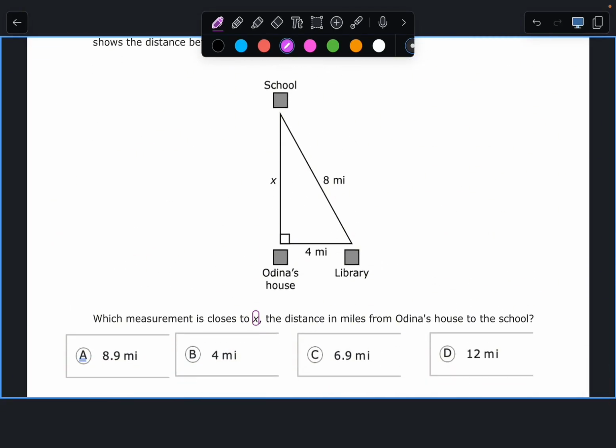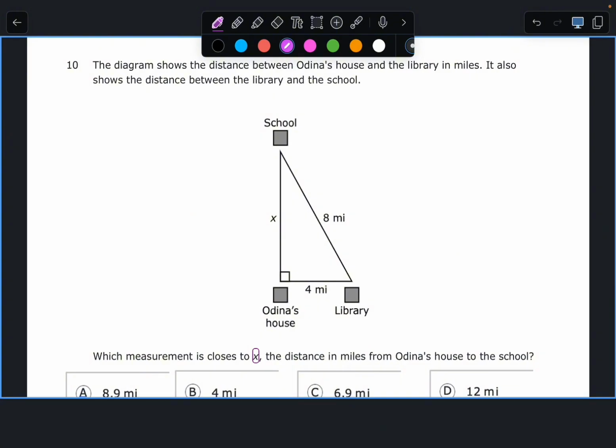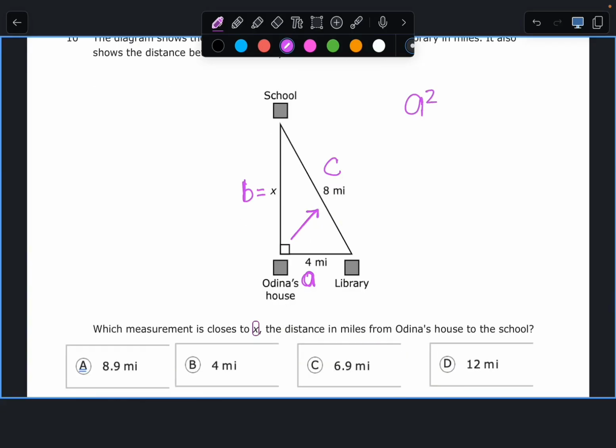Number 10. Hardest part is labeling. What side is side C? The 8, because that's across from the little box. Okay? And your short side is A, 4. B, and then your D is X. So first I'm going to write A squared plus B squared equals C squared. I'm going to plug in what I do know. 8 is C. A is 4. B is X.